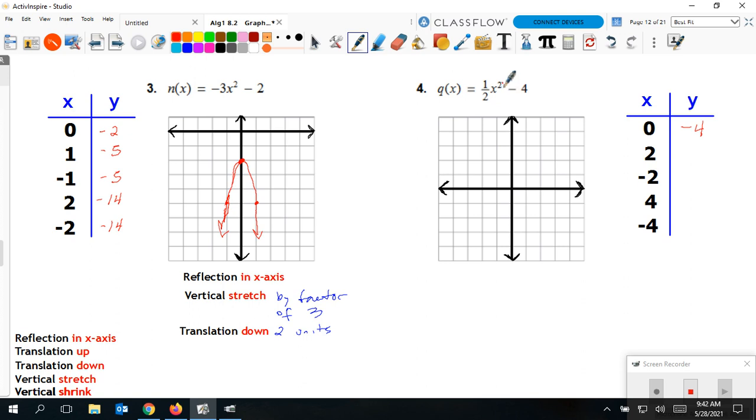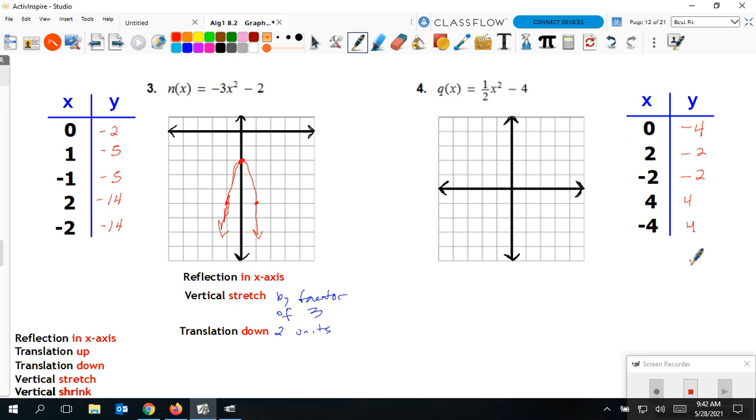So I'm going to get 2 squared is 4. It'll be the same thing when I do -2. -2 squared is also 4. And then half of 4 is 2. 2 minus 4 is -2. So we're going to get -2 for both of those. If you plug in 4 or -4, here you're going to get 16. And half of 16 is 8, and 8 minus 4 is 4. So we're going to get 4's for both of those.